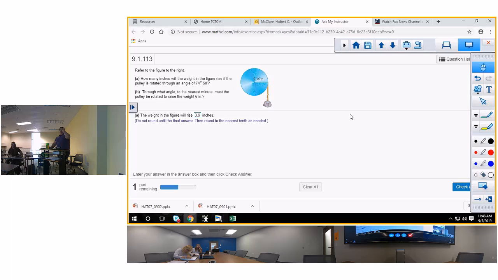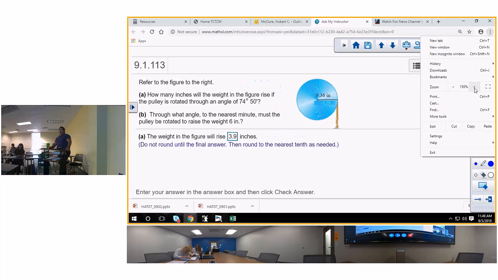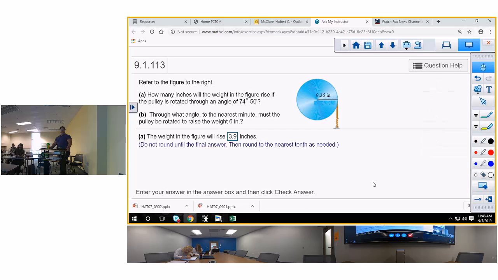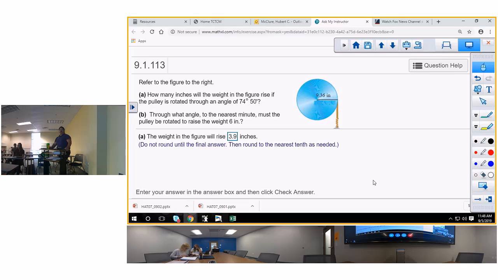9.36 and 74.5 degrees, or 74.50. I'll see if I can blow it up a little bit. But Pendleton won't complain. There you go. Can you see it, Pendleton? Yes. Half the class says no. I bet half the class that says no, I bet they're sitting on the back row. Hopefully you can see it.